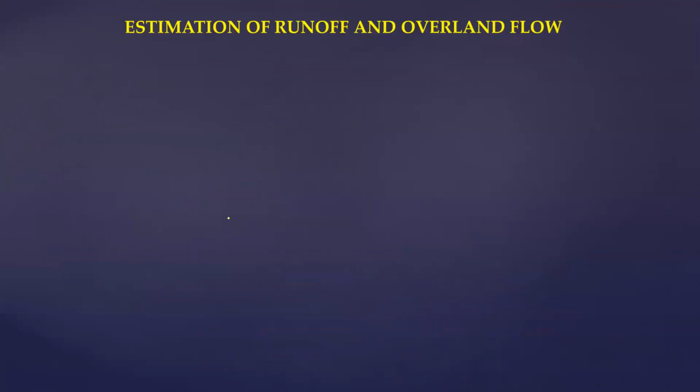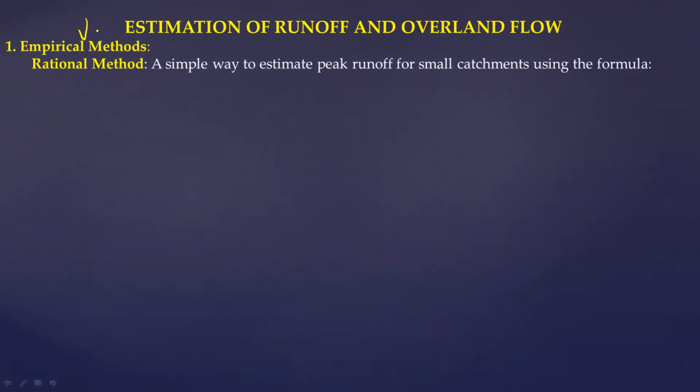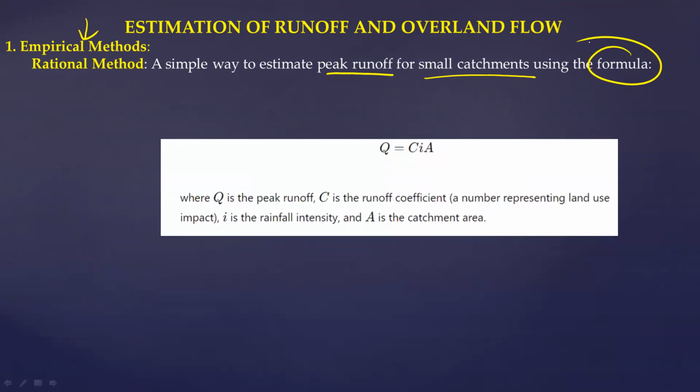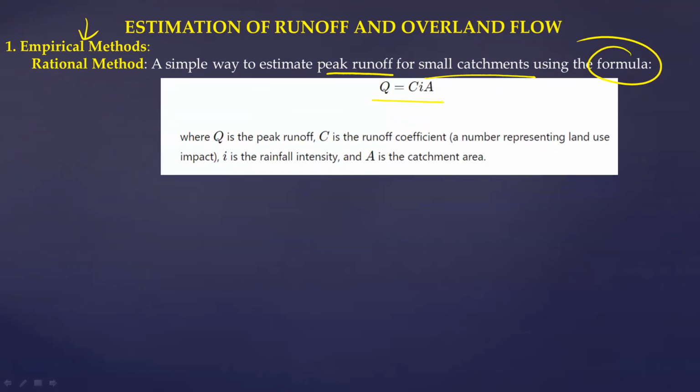And then we talk about the estimation of runoff and overland flow. Here you will see some quantitative techniques, some qualitative methods, and some remote sensing methods. First is the empirical method, called the rational method, a simple way to estimate peak runoff for small catchments using a formula. And what is the formula? The formula is Q equals CIA.